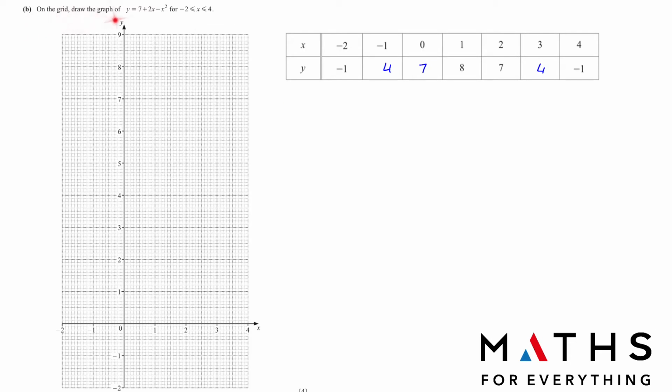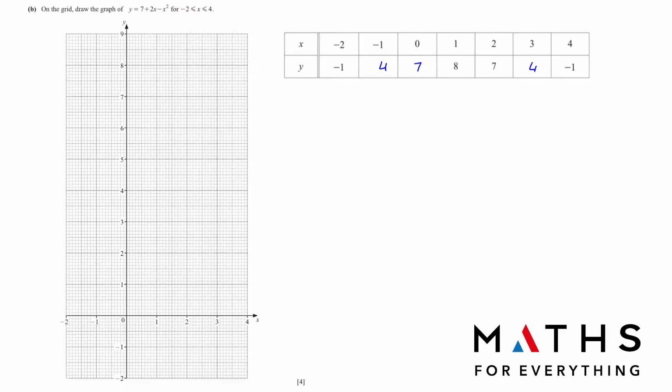Part B, on the grid, draw the graph of y is equal to 7 plus 2x minus x square for the values of x from -2 till 4. These are our x values and these are the corresponding y values. So when x is -2, y is -1, x is -1, y is 4, x is 0, y is 7, x is 1, y is 8, x is 2, y is 7, when x is 3, y is 4, and when x is 4, y is -1.